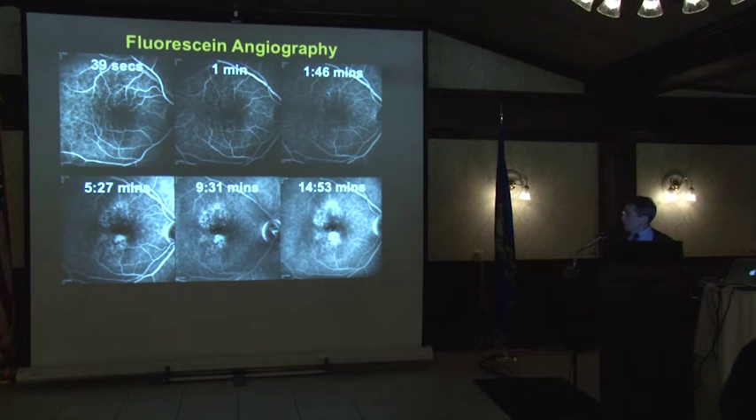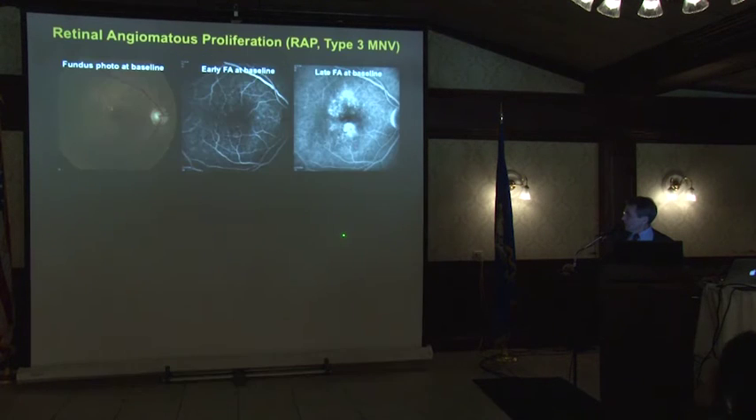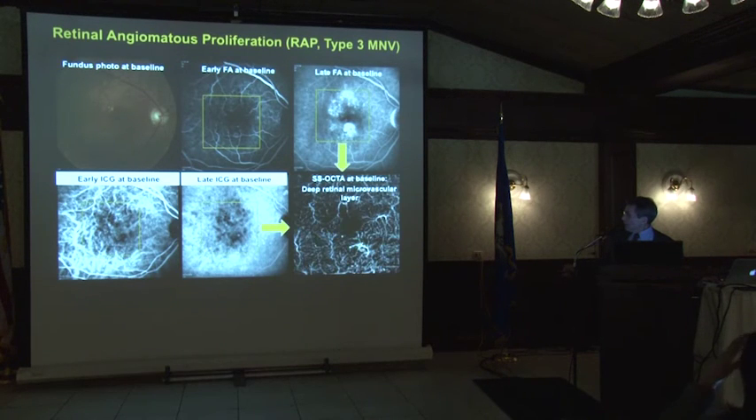This is what it looks like on fluorescein. The day we treat it, there's the leakage. With ICG, you get a hot spot, okay? And now when we look at this area, there it is, right there, the area leaking in the inner part of the retina. It's an angioma, all right?